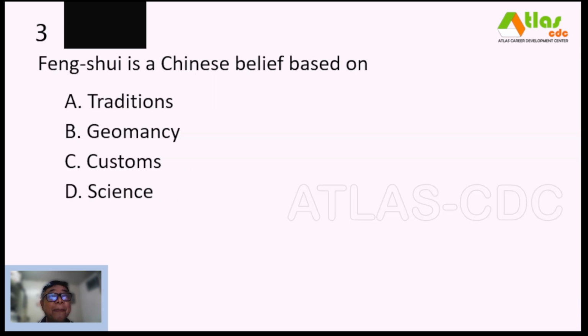reasoning. Number 3. Feng Shui is a Chinese belief based on A. Traditions, B. Geomancy, C. Customs, and D. Science.